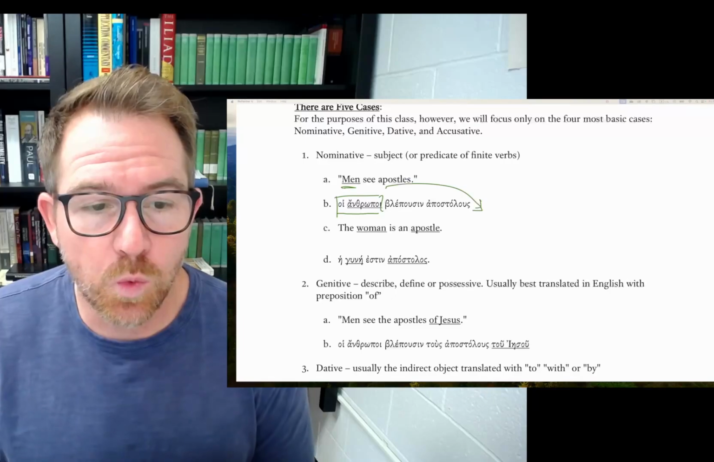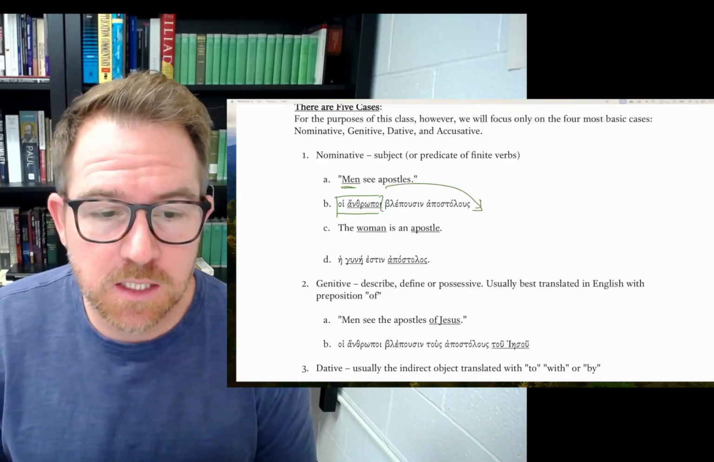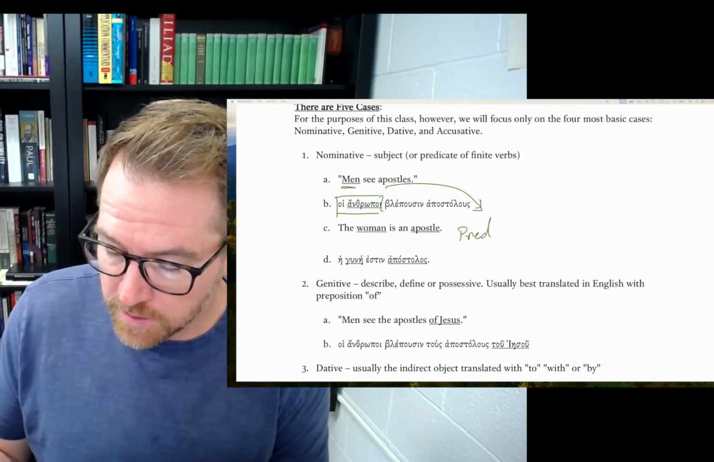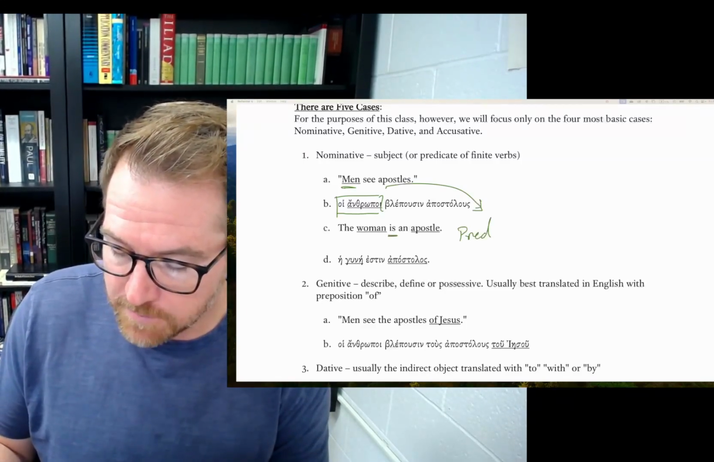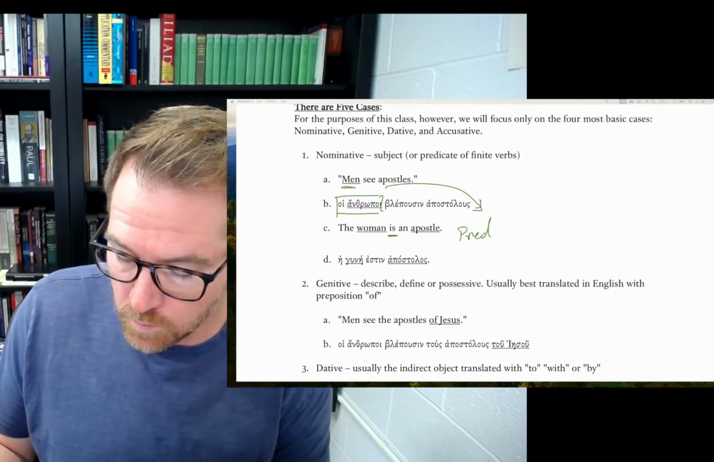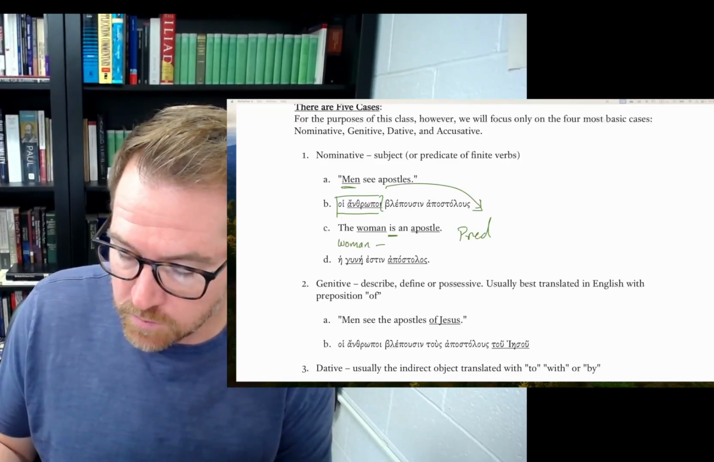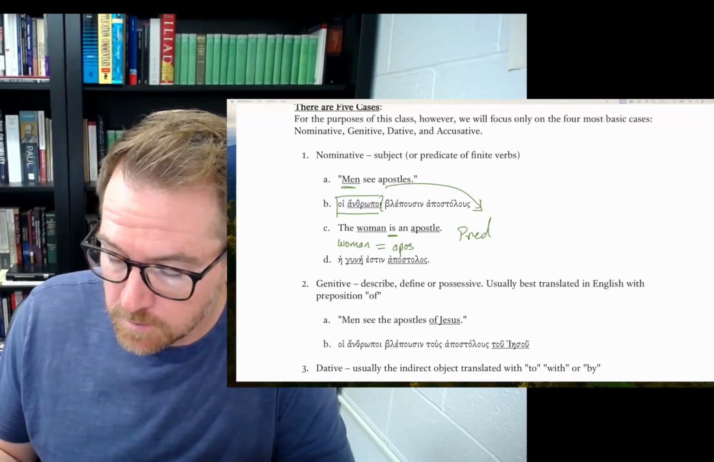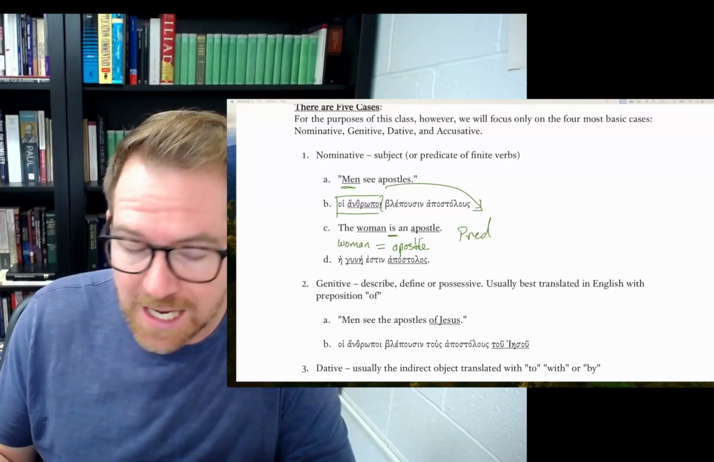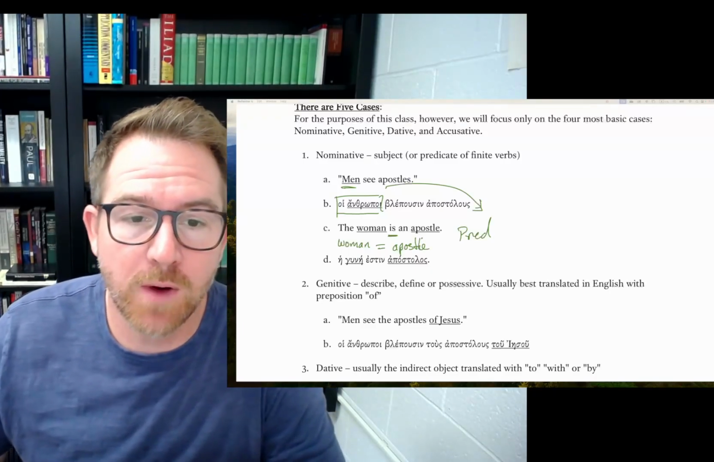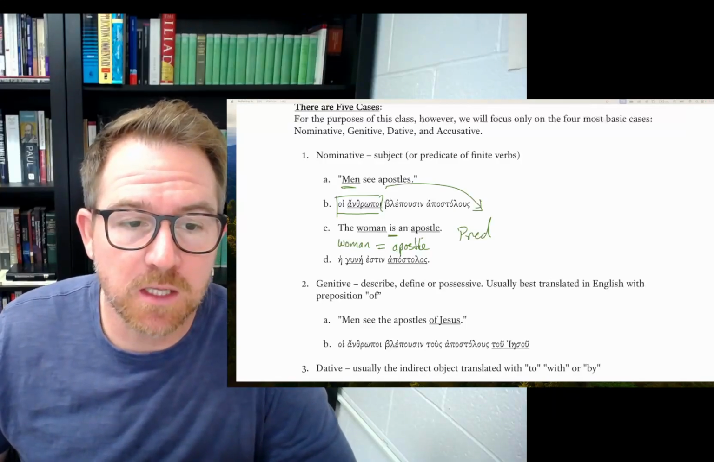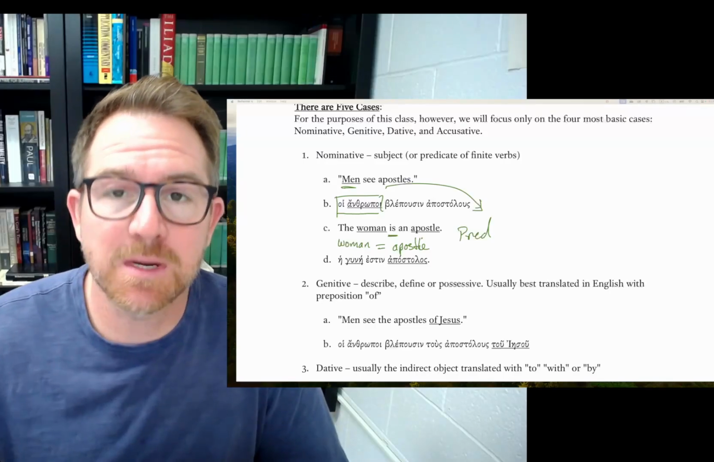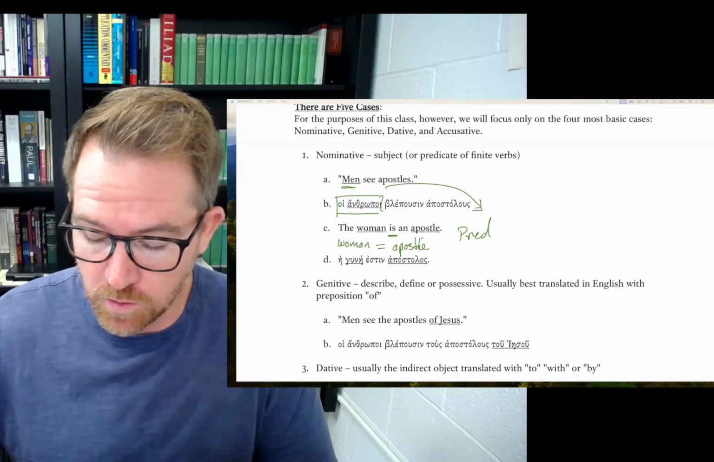In our next sentence, the woman is an apostle. Hegune estin apostolos. So now in this case, this is the predicate nominative. Why is it the predicate? Because we're saying is. Basically, in the predicate nominative, you have your subject, woman, and you're drawing an equal sign between your subject and what you would typically think of as the direct object, is apostle. Because this is an equal sign, this is a predicate nominative. And when you see the nominative, it's either going to be the subject of the sentence or it's going to be the predication. It's going to be the thing that's claimed about the subject of the sentence. In this case, that the woman is an apostle.